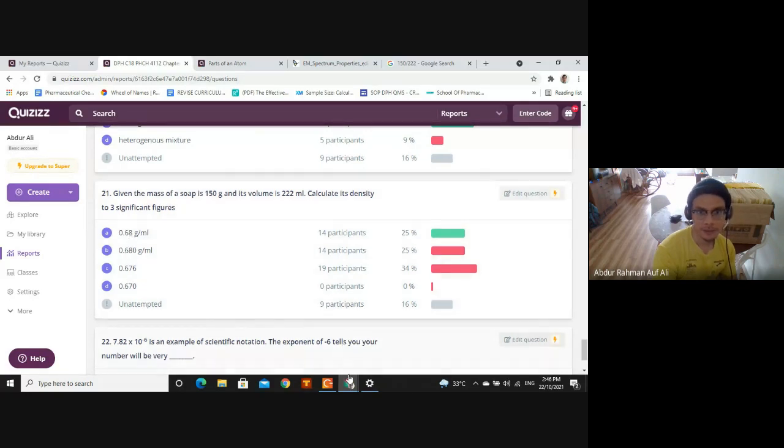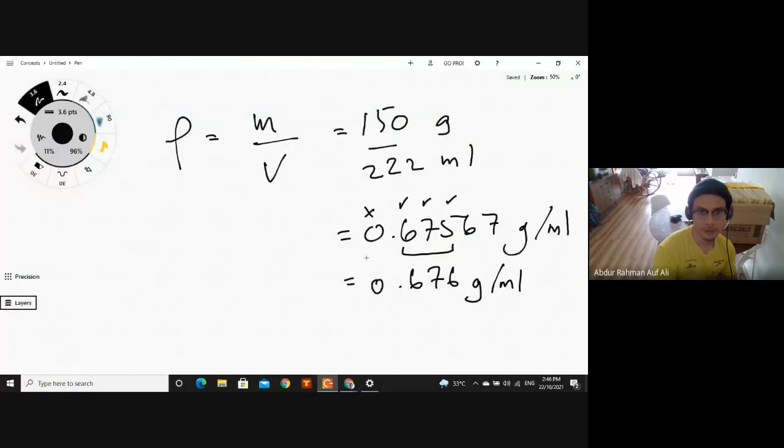Alright, so this is how you actually do it. So the most of you got it right kat sini, one third of you got it right, selebihnya jawab salah. So this is the process. Kamu bahagikan 150 dengan 222 and then count the significant figures which is 3 and then bundarkan. That's why jawapannya adalah C, 0.676.